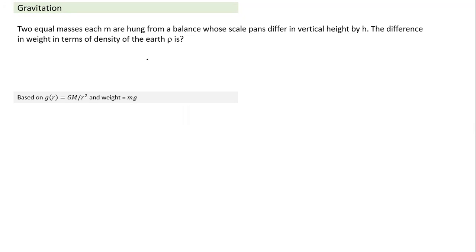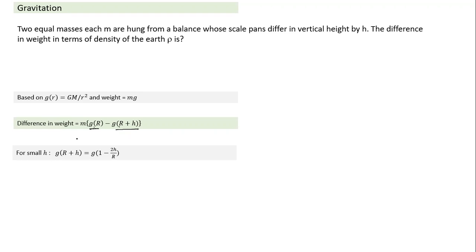And since the height is small here, the difference in weight will be equal to m into g at a distance r minus g at a distance r plus h. Essentially, the first point I have taken is on the surface of Earth, and the other is taken at a height of h. Do we know the value of g and the value of r plus h? We know the values, and we can substitute and easily get the answer.